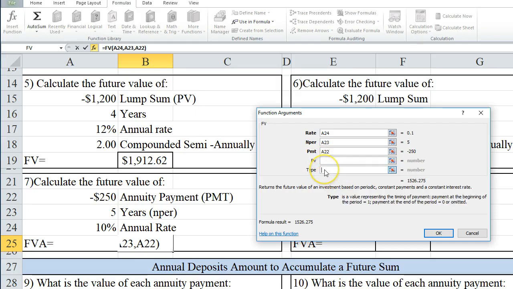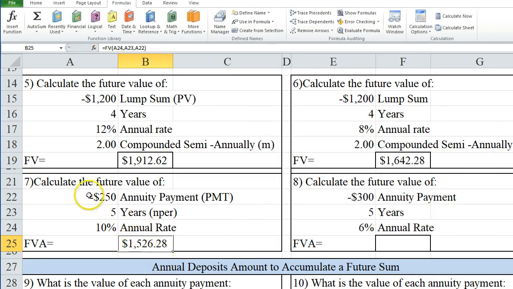And for type, since this is an annuity, this is going to be an ordinary annuity, so the payment's going to be made at the end of the period, or 0. So we can put 0 here or leave it blank. Either way, I'm going to leave it blank. You could enter 0. We'll get to where you would use 1 in the next 2 tabs down. So let me just say OK. So this will calculate.